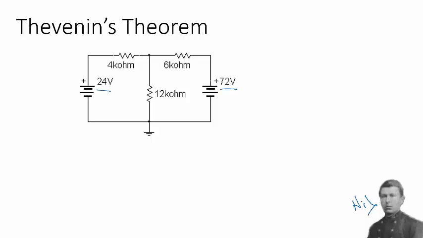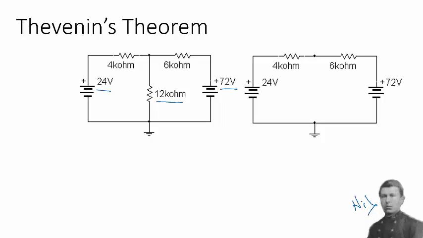Now, you can pick anywhere to analyze. We're going to pick the 12 kilo ohm resistor, just for the example. What you do next is to pull out the spot that you've decided to pick and take a look at, and you're left with the rest of this circuit.